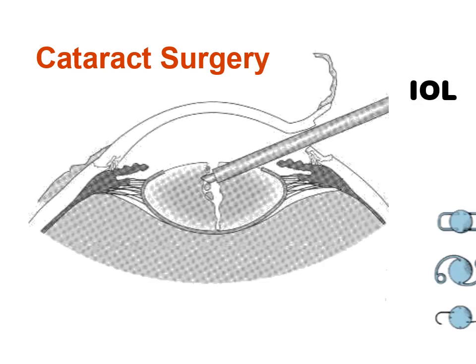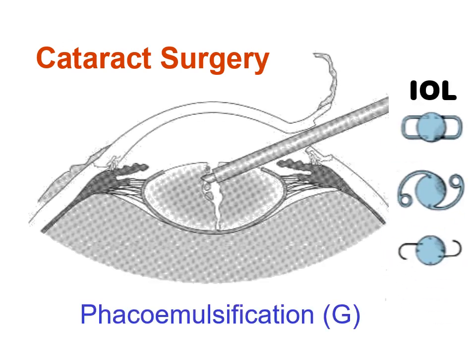The current procedure introduces a cutting device called a phacoemulsifier into the lens capsule through a tiny incision. This device chops the lens into tiny particles that can be sucked out of the eye. Then a flexible implant is injected into the lens capsule through the tiny incision, and the implant is opened inside the eye to replace the diseased lens. Usually the surgery is done under local anesthesia, and the patient can go home within an hour after the surgery.